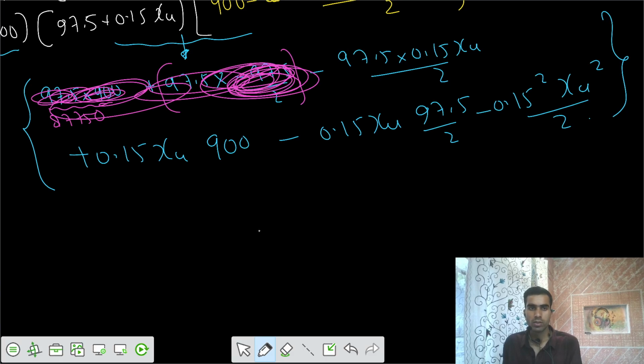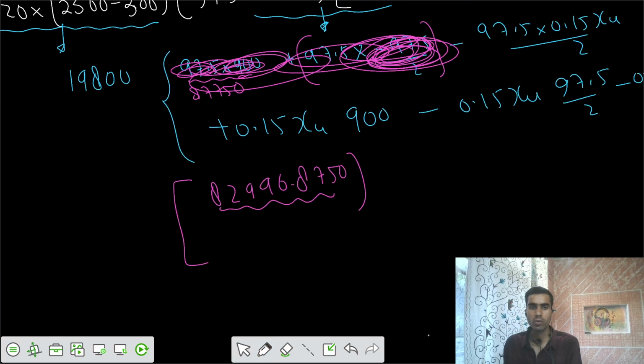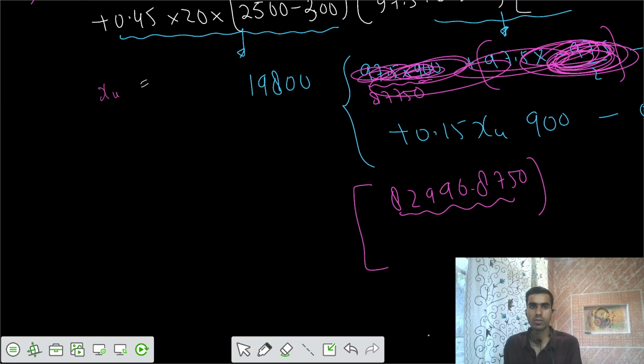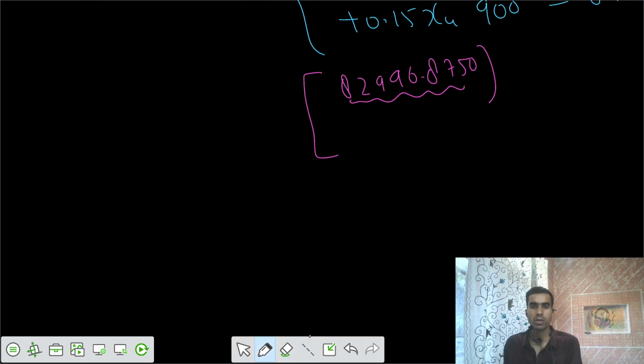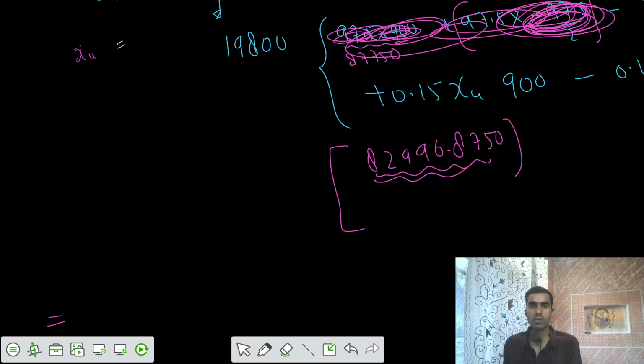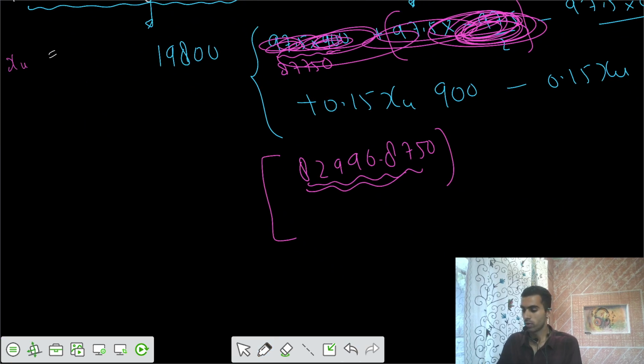No, there is not any other constant. So I have this part, that is 82996.8750. So I'm going to multiply that with the actual value we have, this 19800. So finally I'm going to write those final parameters now. I'm going to multiply this value with the 19800. So that is some value.